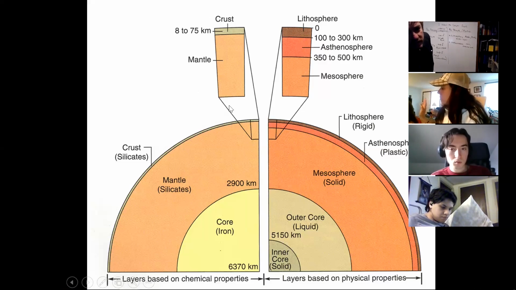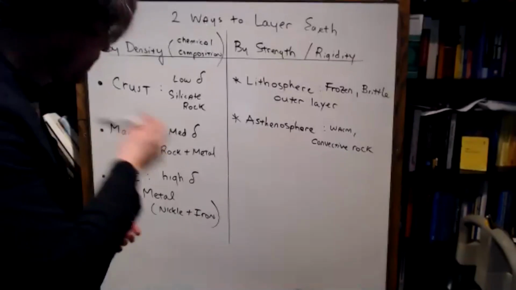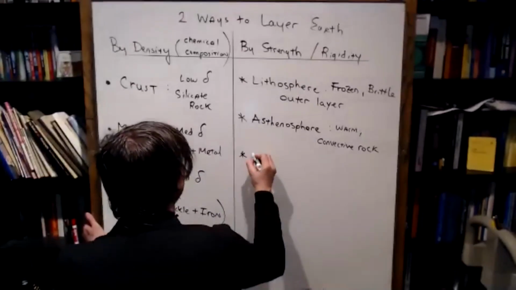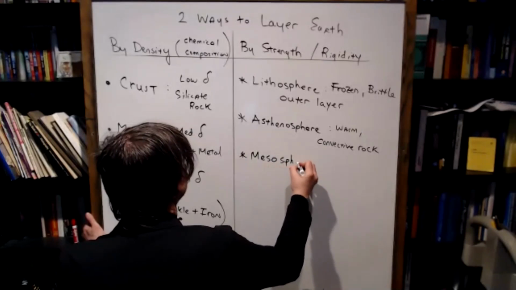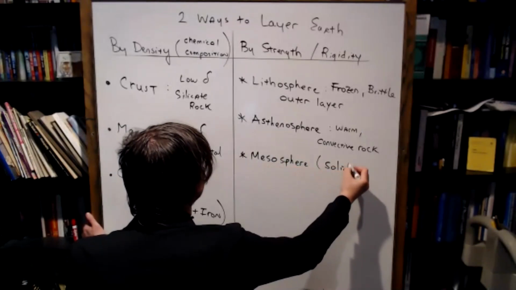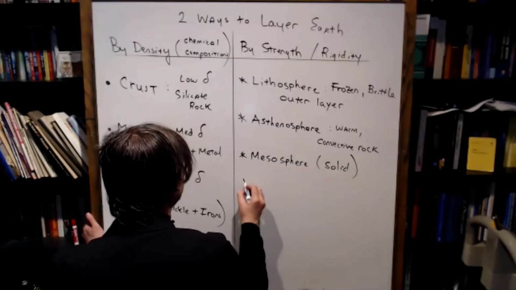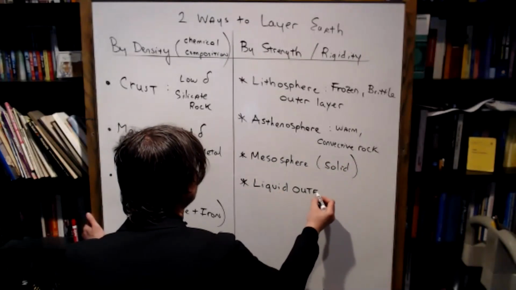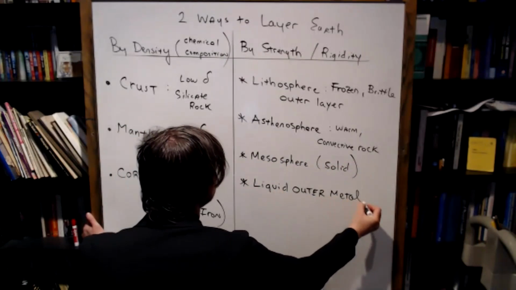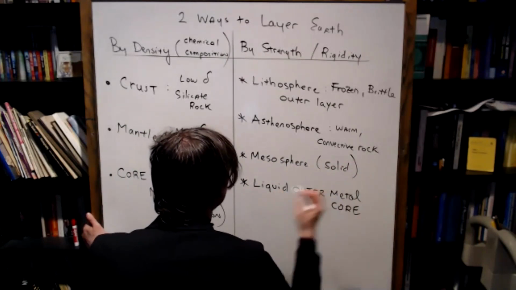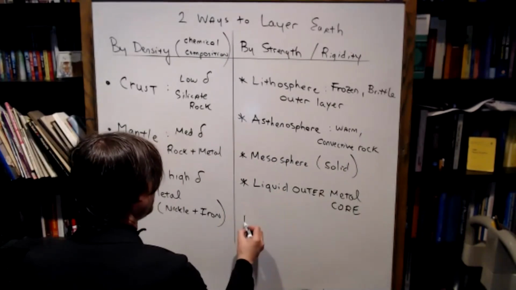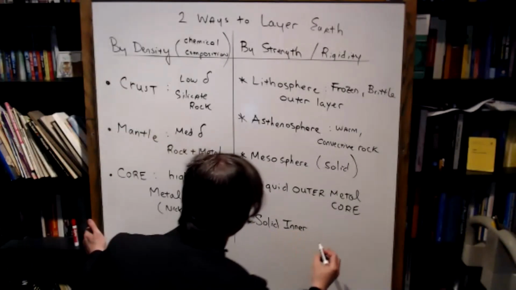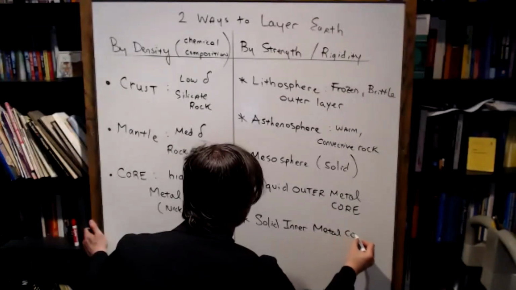Just so that we make sure we finish the job before the lecture ends, in addition to a lithosphere and an asthenosphere, we also have a mesosphere. And the mesosphere is also in a solid phase, but it probably flows as well. And then we have a liquid outer metal core. So we have the core broken into two layers, a liquid outer metal core and then a solid inner metal core.